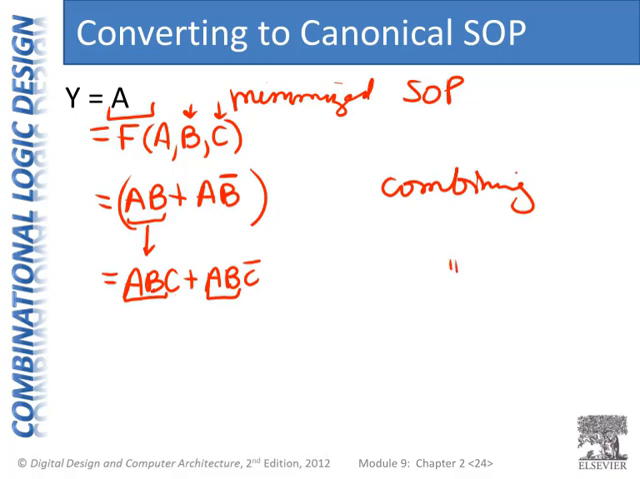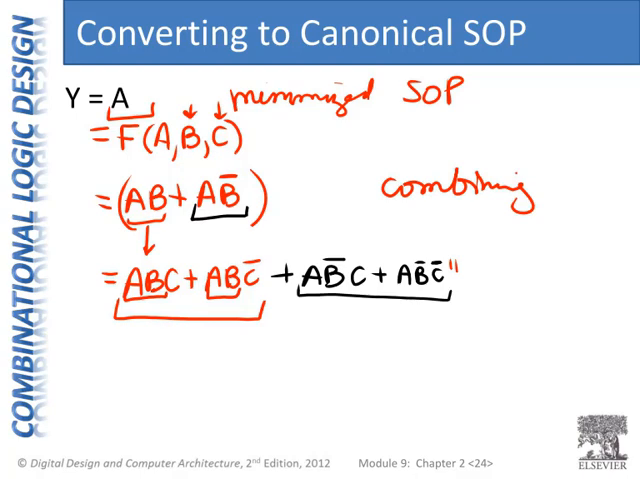So again, combining, I took A and B and turned it into A and B and C, or A and B and C bar. Now I take this next term. I also need to include a C term, so I use reverse combining: A B bar C, or A B bar C bar. And now I can write this in the order of the minterms. So this would be 1, 0, 0, 1, 0, 1, 1, 1, 0, 1, 1, 1.